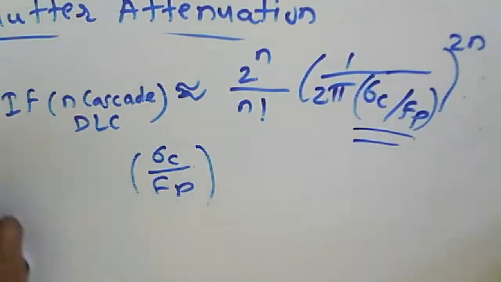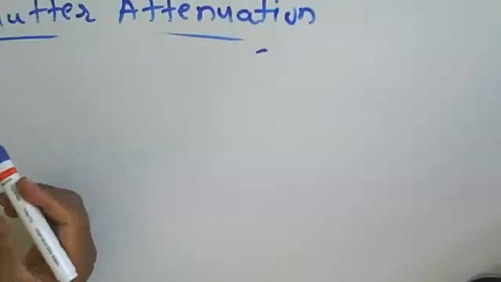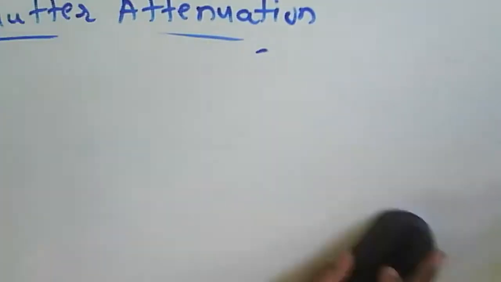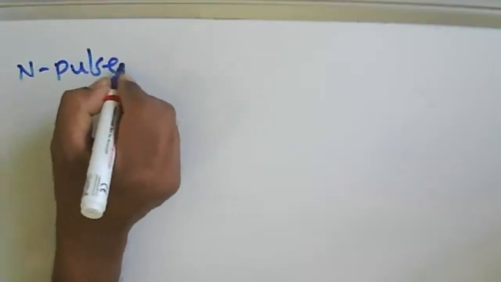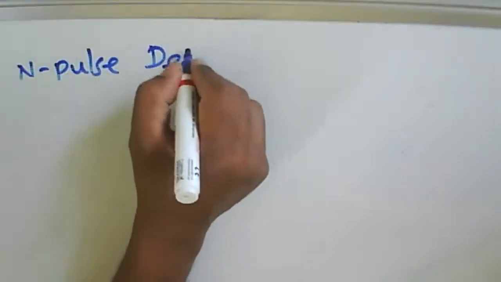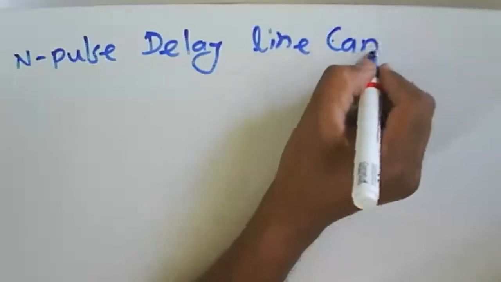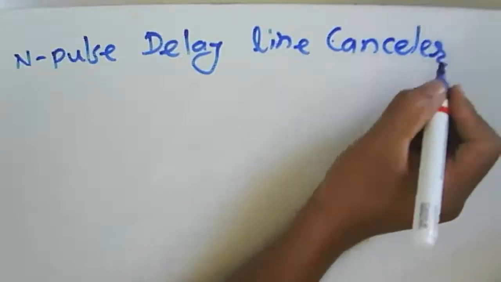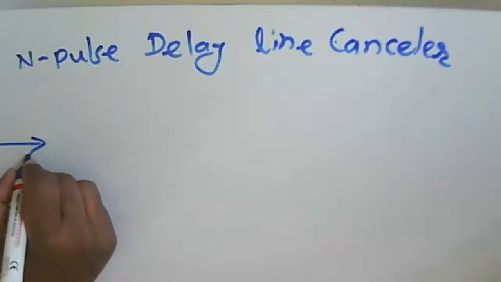So we will see a double delay line canceller. We have seen a single delay line canceller earlier, so now we'll see a double delay line canceller, that is, an n pulse delay line canceller.